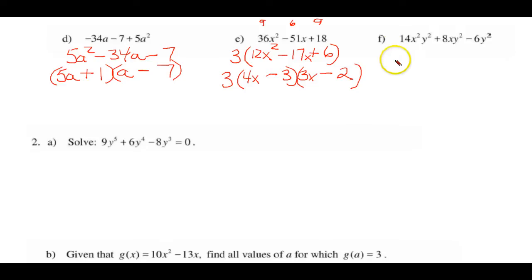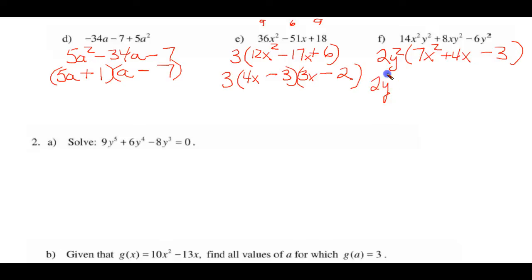All right, let's take a look at this one here. Is there a common factor? And the answer is yes. I could take a 2 out of every term and y squared out of every term. So this is an intermediate step. This will be 7x squared plus 4x minus 3.